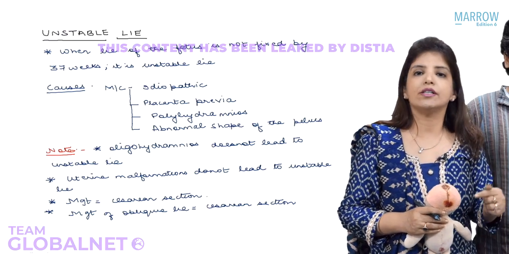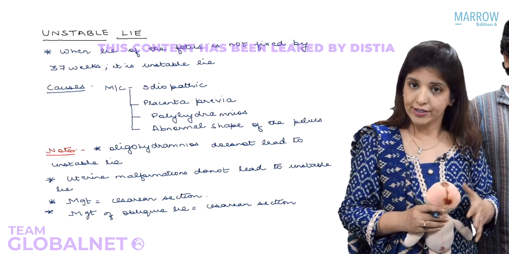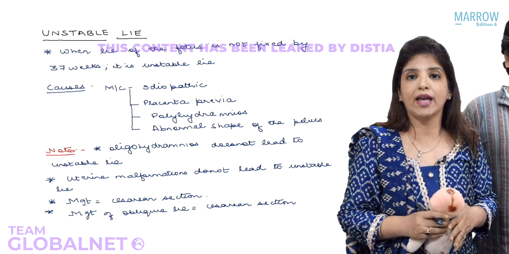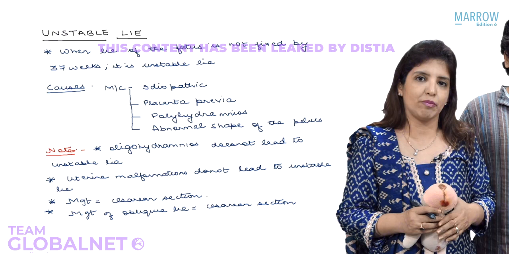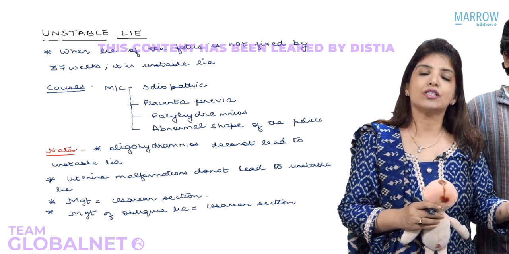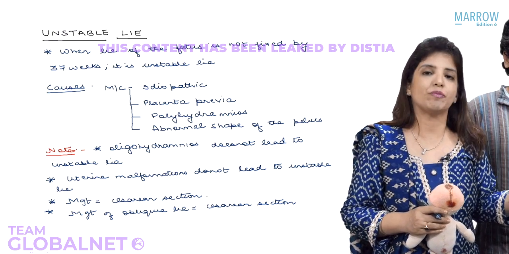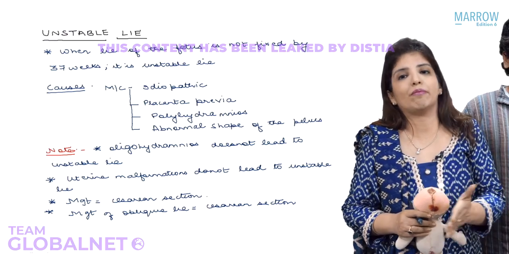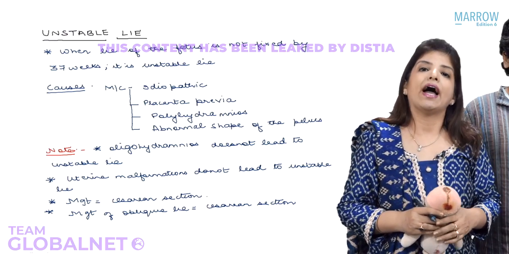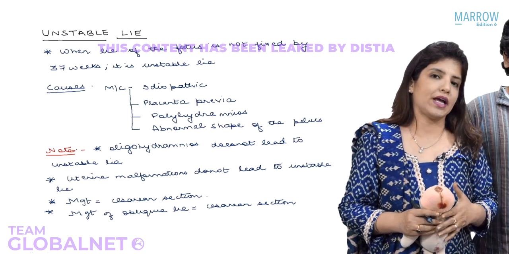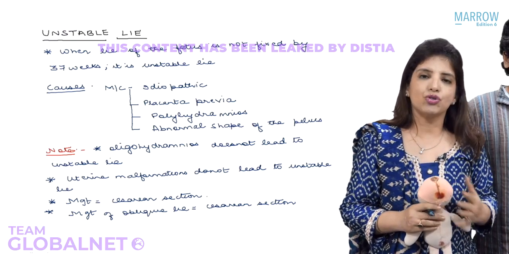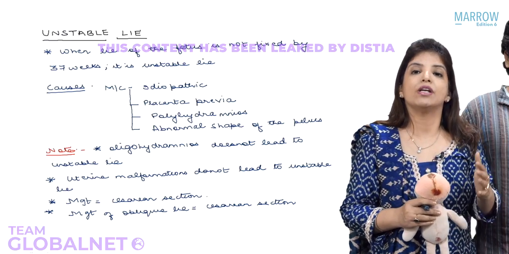Oligohydramnios does not lead to unstable lie. It's polyhydramnios which leads to unstable lie. And uterine malformations do not lead to unstable lie. Uterine malformations can lead to malpresentations, but they do not lead to unstable lie. Right? And if you have unstable lie, again the management is cesarean section. Right? So this is what I wanted to tell you about lie.